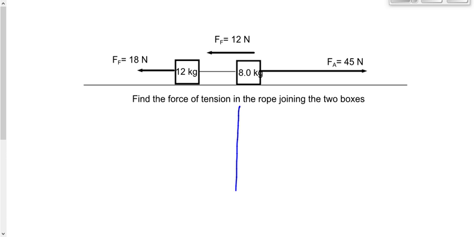Let's tackle this. What's the first thing that we're going to do when we're analyzing this problem? Yep. Yeah, we got to find the acceleration.